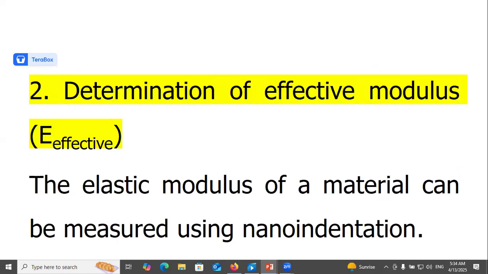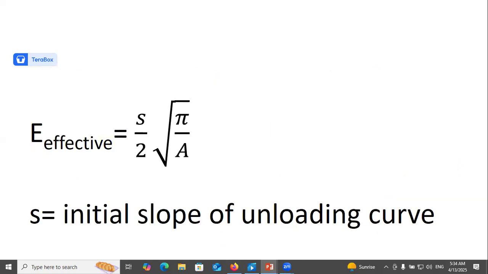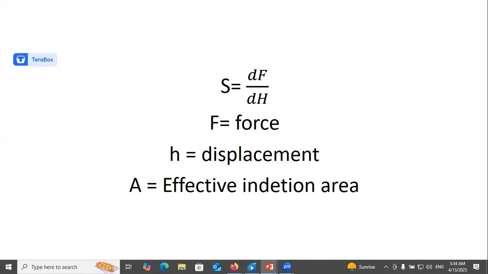Determination of effective modulus. The elastic modulus of the material can be measured using nano-indentation. Effective modulus Er = (S / 2) times root of pi over A, where S is the initial slope of the unloading curve, S = dF/dh, the change of force with displacement, and A is the effective indentation area.